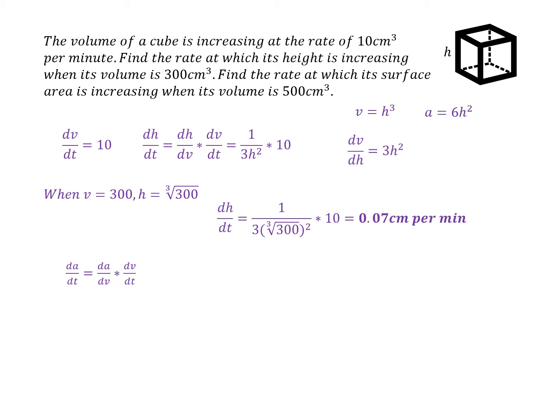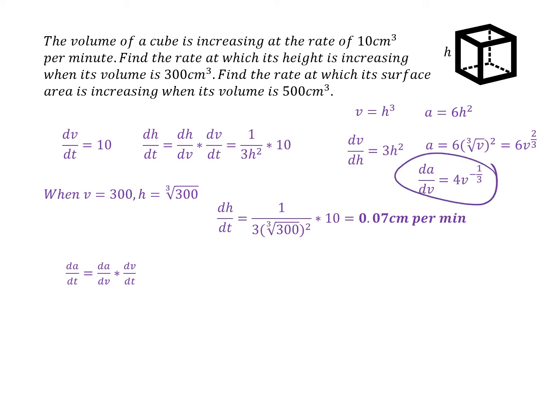So A is 6h squared here. So that's the surface area. We've got 6 faces, each one has got an area of h squared. So A is 6 times the cube root of V squared, because h is the cube root of V. So simplifying that, we get A equals 6V to the 2/3. Differentiating that gives us dA/dV is 4V to the minus 1/3.